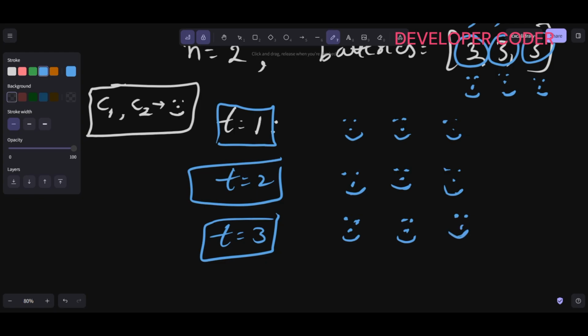Clear. Okay, now there is one twist. At t is equal to 4, this battery is only capable of charging for 3 minutes, not 4, right? So this is what I'm thinking of as the answer.